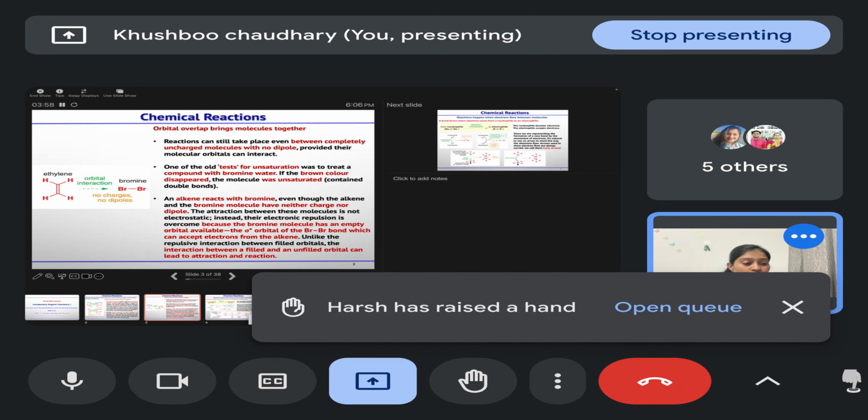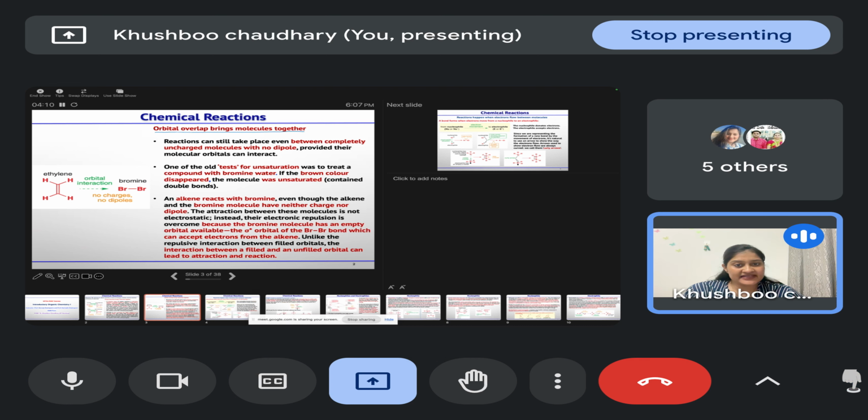Now, if charge attraction is not the cause, what can be the other cause for a chemical reaction to take place? The other cause is that orbital overlap also brings molecules together. Reaction can take place between completely uncharged molecules.